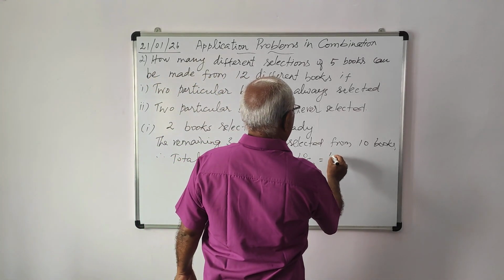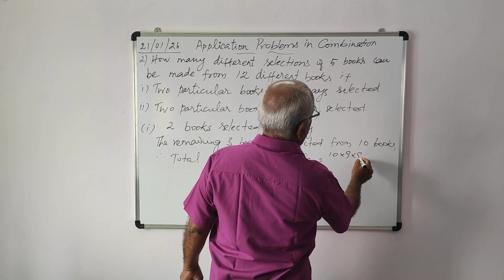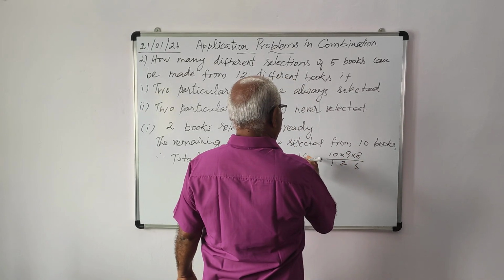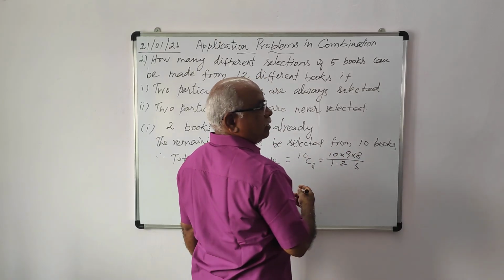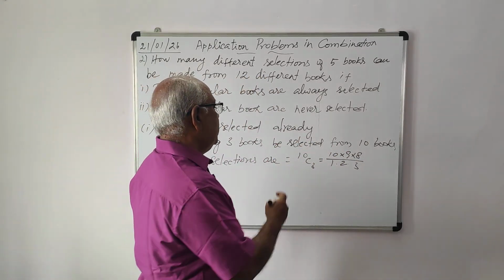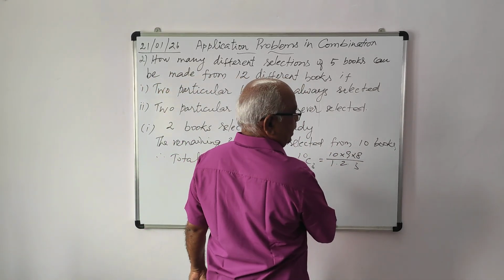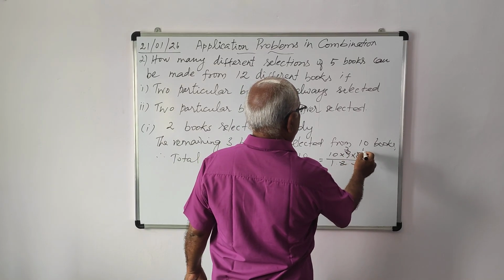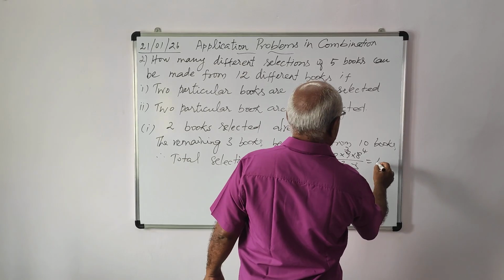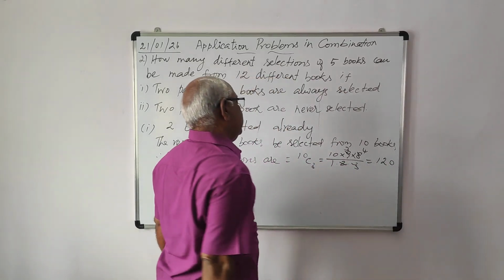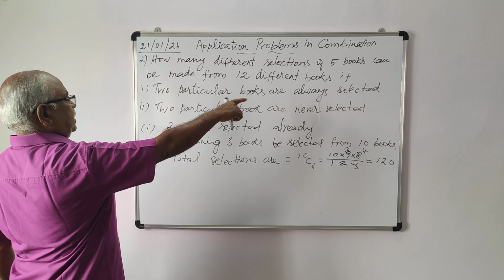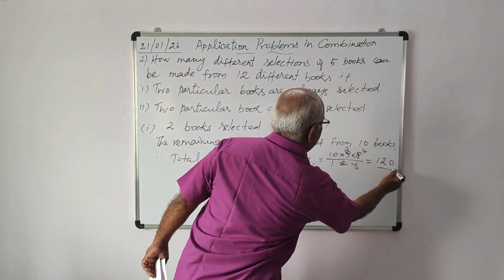10C3 is 10 into 9 into 8 by 1 into 2 into 3. The procedure is 3 terms to be taken from 10, and 3 factorial can be divided. So 3 3s are 9, 4 2s are 8, so 4 3s are 12 into 10, 120 selections. So when 2 particular books are always selected, the number of selections is 120.